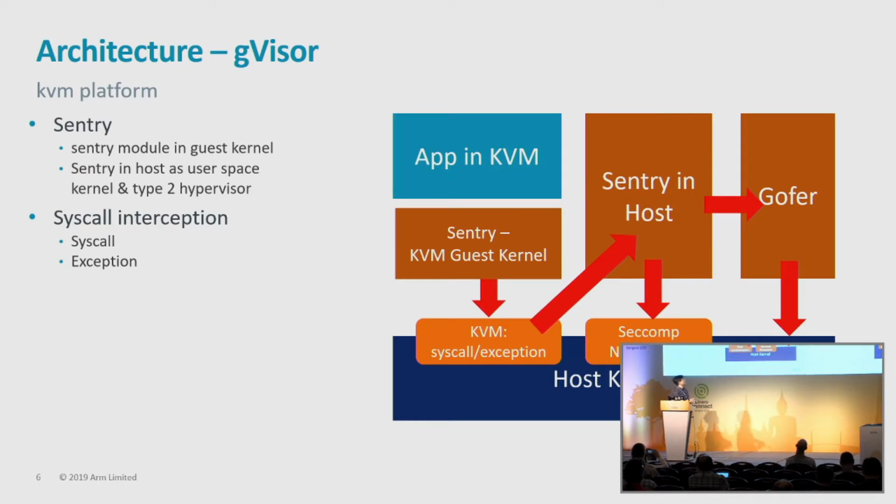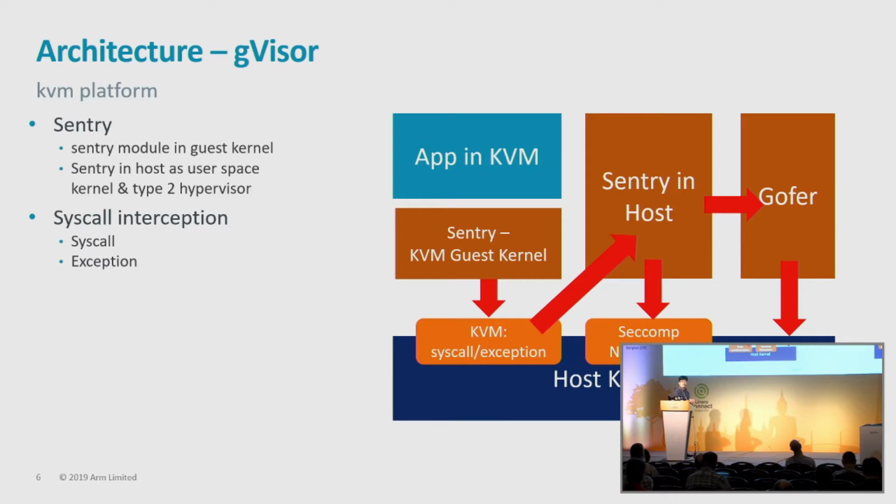Okay, let's see the architecture of the KVM platform. This page shows the architecture of the KVM. To get a better interception performance, especially in bare metal, gVisor provided another interception platform. The name is KVM. Please see the picture on the right side. Basically, except for the KVM platform, the other modules are the same as ptrace, the same user space kernel and the same gVisor process.